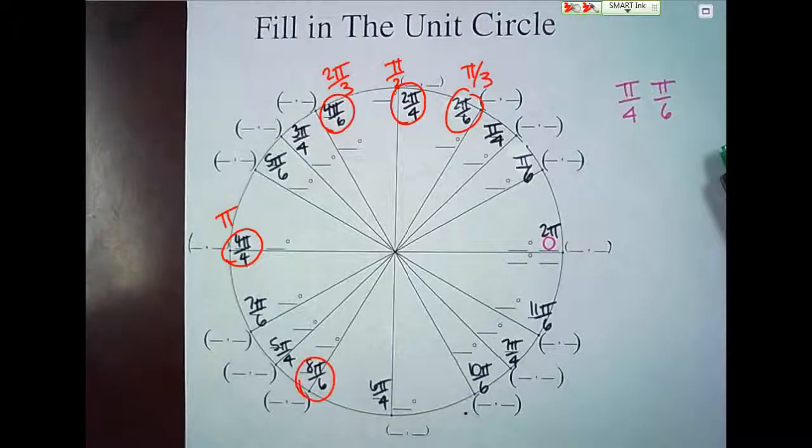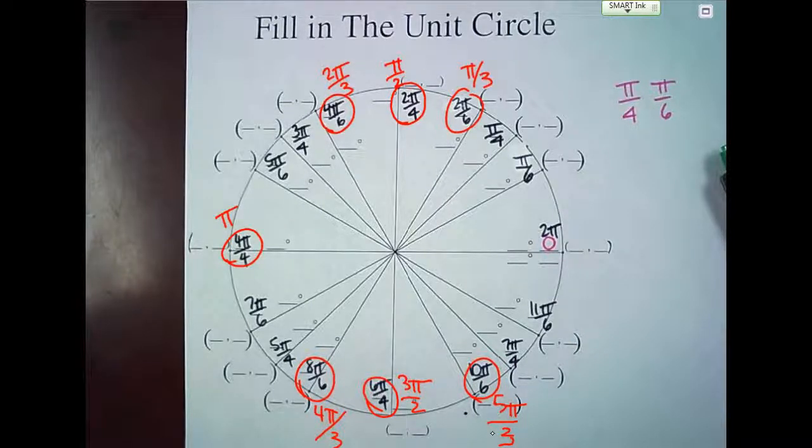Where else can I go? Here. You're just halving them. 4 out of 3. 3 pi out of 2. 5 pi out of 2. You just halve everything. And you can use an eraser. Okay, I just changed that. That should be 5 pi out of 3, not 2. Right here. Okay. You filled in the unit circle, right?